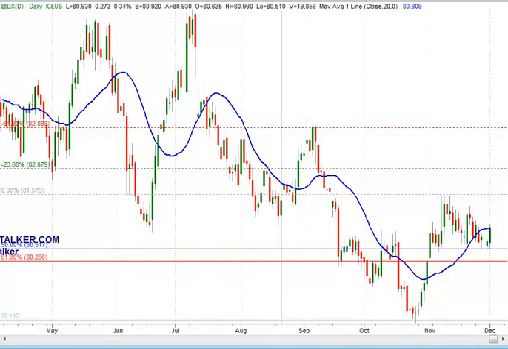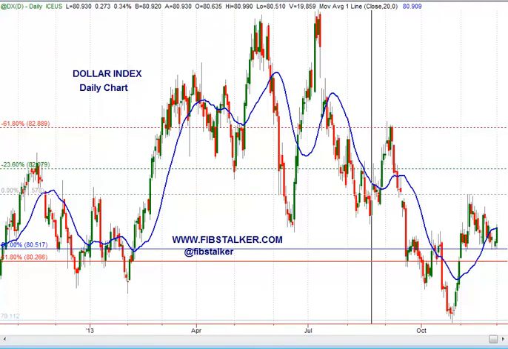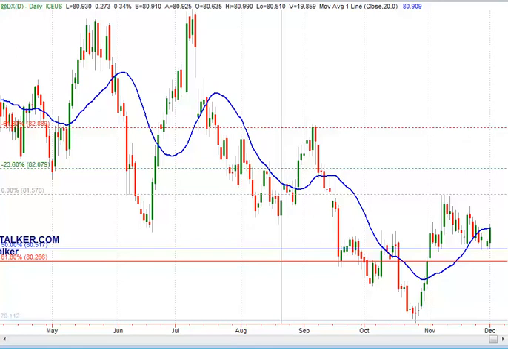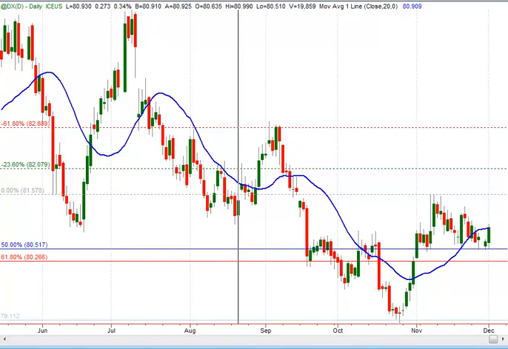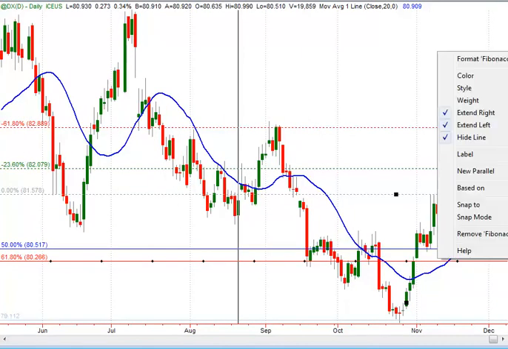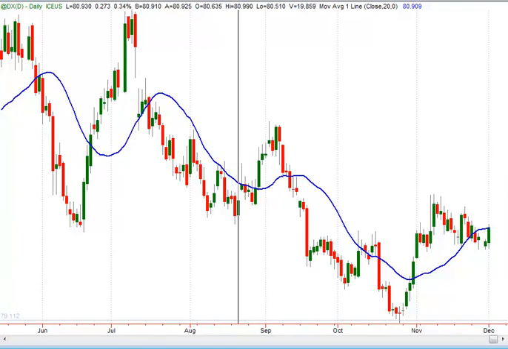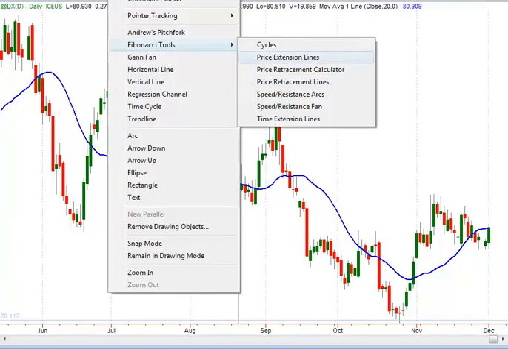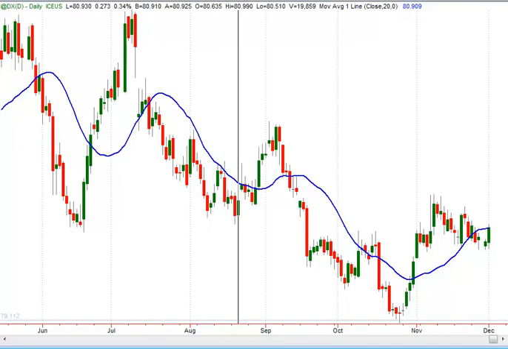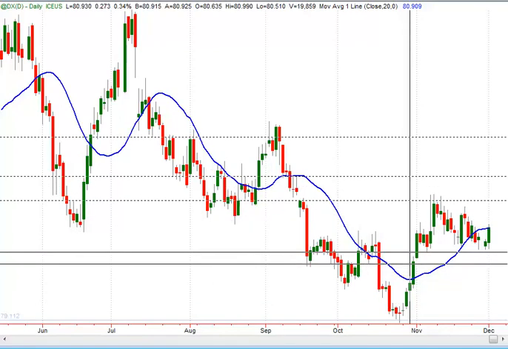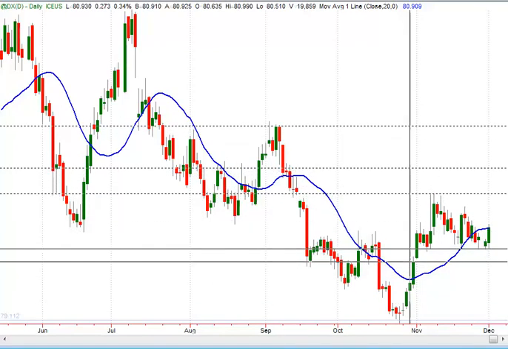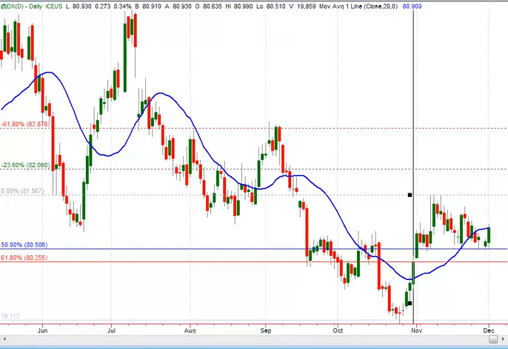This is the daily chart, and the dollar has been picked up recently, and I'm showing here a potential extension long, and actually today the extension has been respected. Actually, it's not only today, but in the last few days.